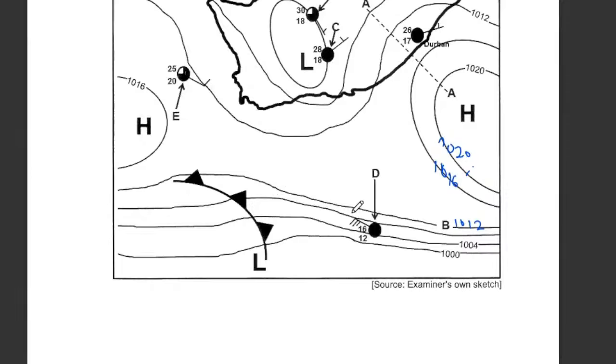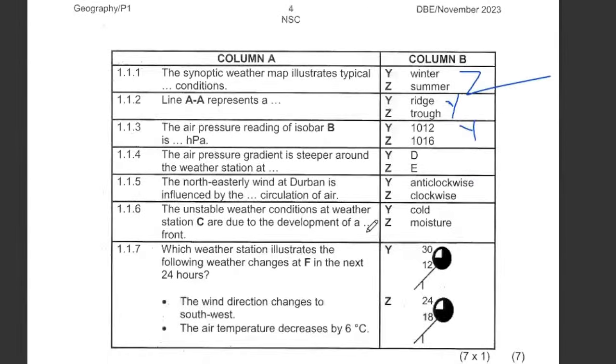So when you try to use the isobars, since they are so close to each other, that means the gradient is steep and the speed is high. Therefore, D becomes the answer. And D is for Y. Okay. D becomes the answer for the answer here is Y.